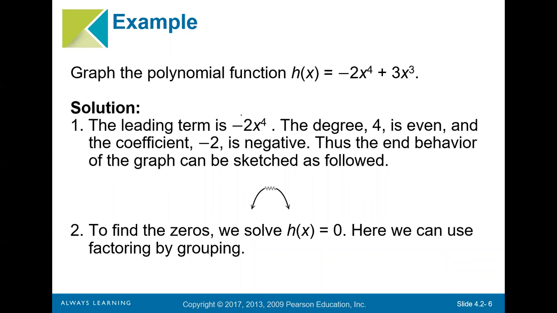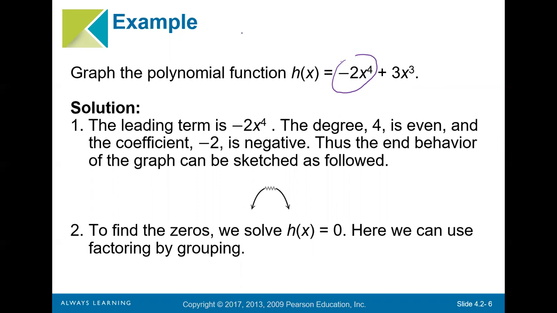Okay, so the first one says graph the polynomial function. You're given h of x, so the name of this function is h, and h of x is equal to negative 2x to the fourth plus 3x cubed. It's written in descending order because the power is 4 going down. So my leading term is negative 2x to the fourth, where the leading degree is 4 and the leading coefficient is negative 2.